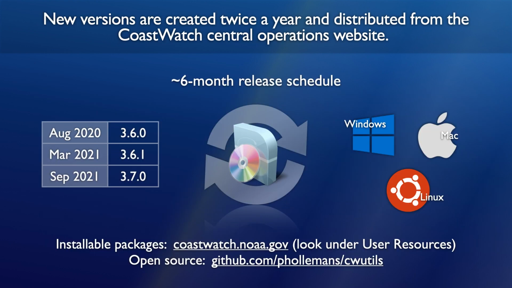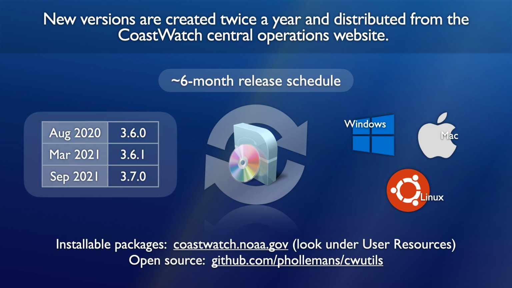So we create a new version about every 6 months, and we make beta releases with bug fixes and new features available between official releases. And since the last meeting last year, there have been 3 releases. The latest one is being finalized now. Actually, the latest one is now out on the CoastWatch Central Operations website.